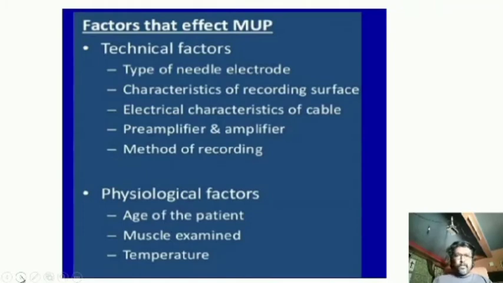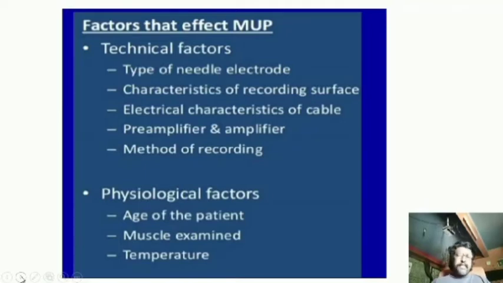In constructing these electrodes, the second important factor that will affect the recording of the EMG should be the characteristics of the recording surface, because impedance matching, all those things will come into the picture. And the third thing is the electrical characteristics of the cable. It also depends upon the pre-amplification as well as the amplification technique, and also the method of recording. These are the important factors that will be considered before recording the motor unit potential.